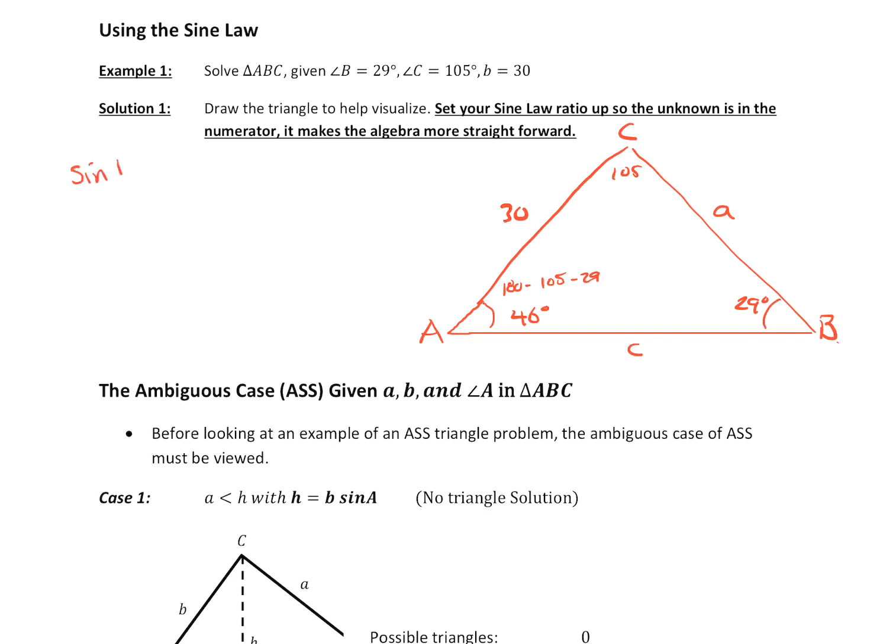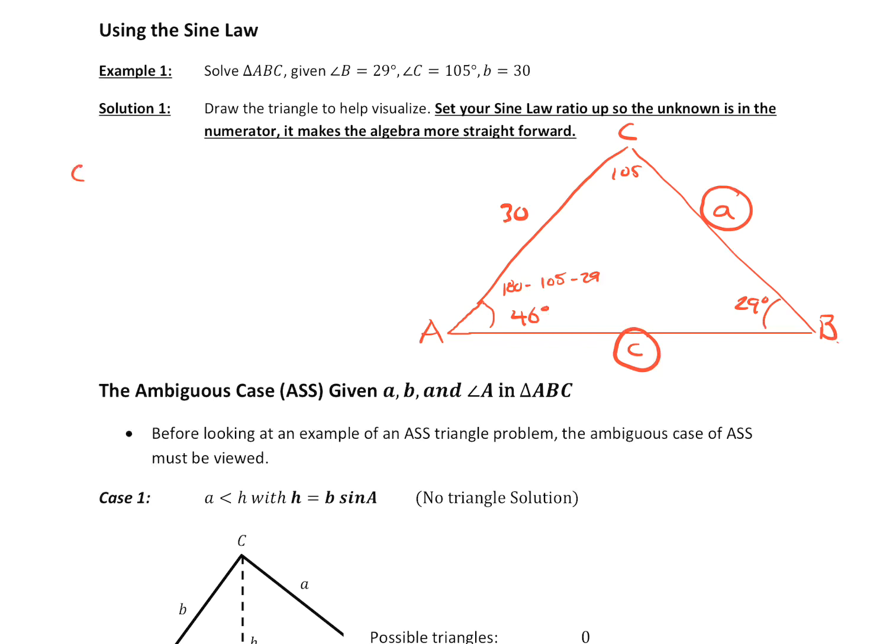sine B over B is equal to, I want to know C, so I'll say sine C over C. If you plug in the information you have, sine 29 over 30 is equal to sine 105 over C. The unknown is in the denominator. It's just extra work, and I don't really like setting myself up to do extra work. Work smarter. So if you notice that your unknowns are your sides, then put your sides in the numerator.